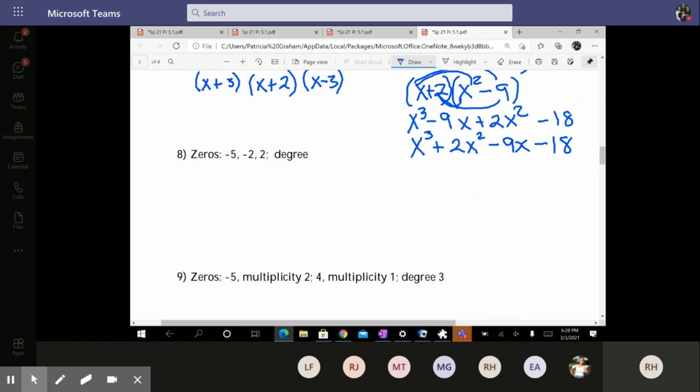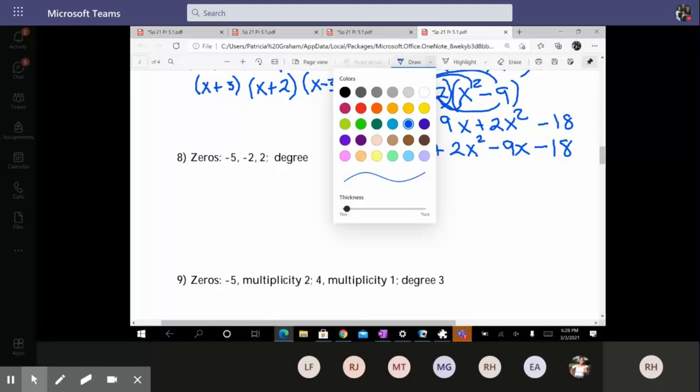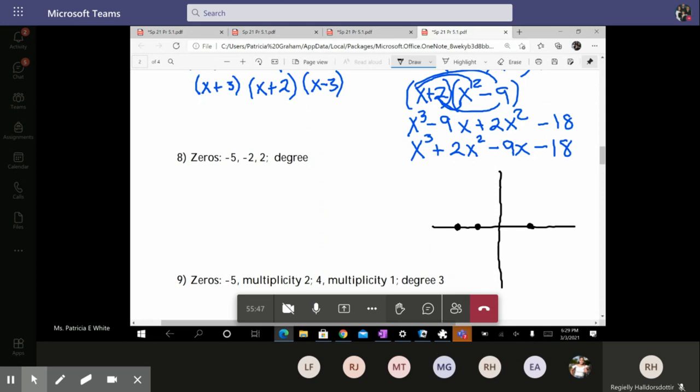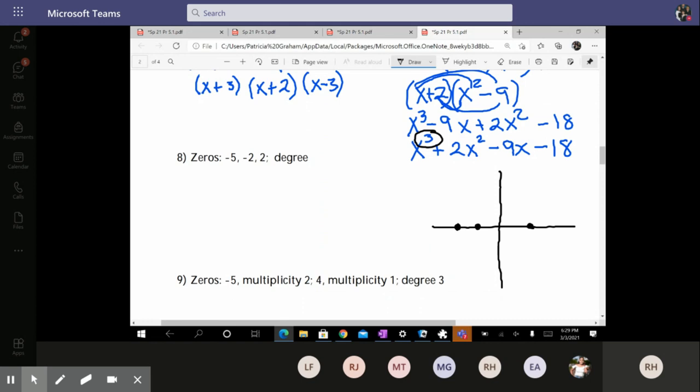Now, what do we know? If I have to put this, and we're going to be putting these on the graph, but tonight we're just doing a real rough sketch of it. I know that I have a negative 3, a negative 2, and a positive 3 for x-intercepts, right? Now, I also know that I have a degree of 3.